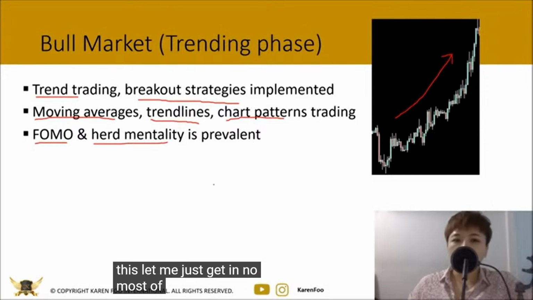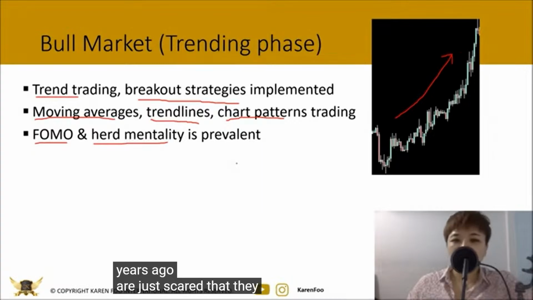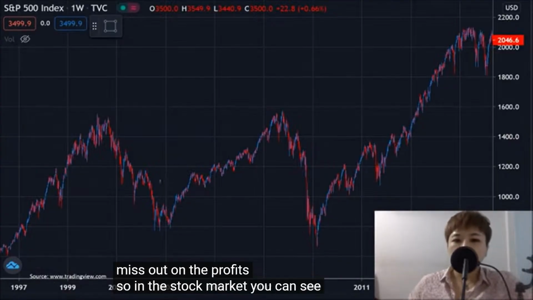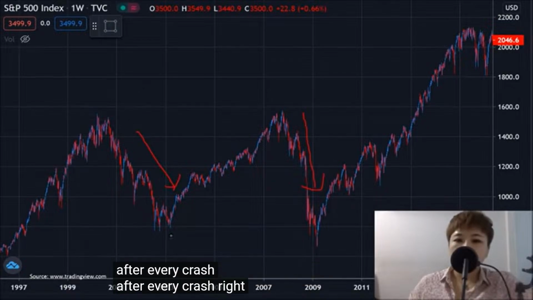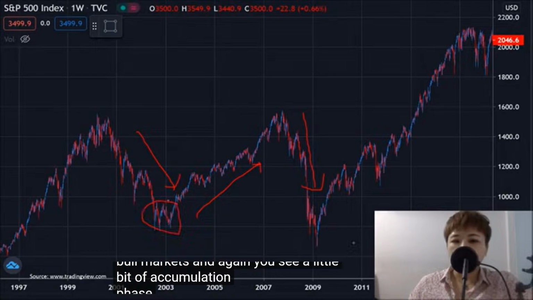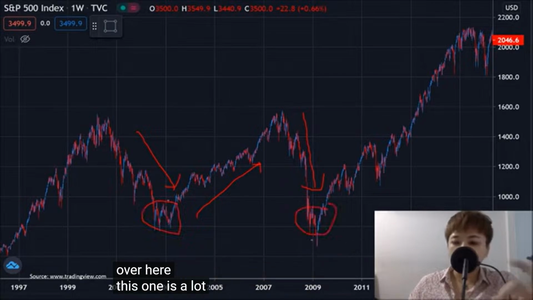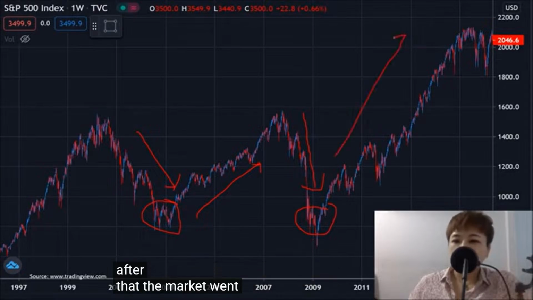No, most of those people who went in a few years ago are just scared that they are going to miss out on the profits. So in the stock market, you can see that after every crash, you would have a bull market. And again, you see a little bit of accumulation phase over here, and also accumulation over here. This one is a lot shorter. And of course, after that, the market went on a bull run.